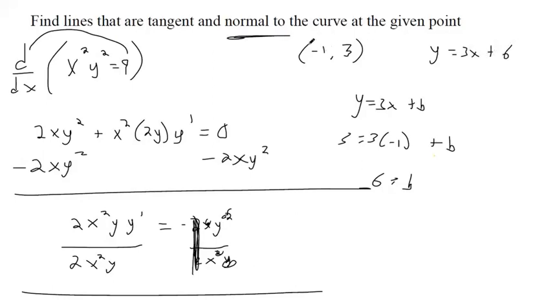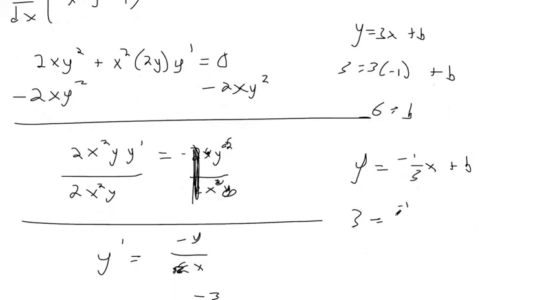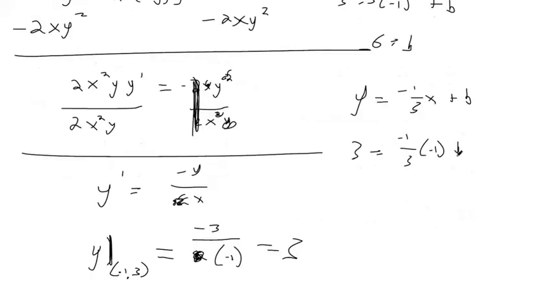Now the normal is just the perpendicular line. So take your tangent slope of 3 and use its negative reciprocal. Okay, and then I'll plug in 3 in for y again, negative 1 in for x. So that's positive 1/3, so we need to subtract 1/3 from both sides.